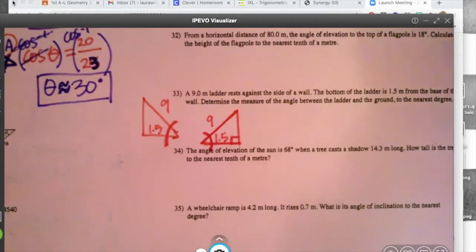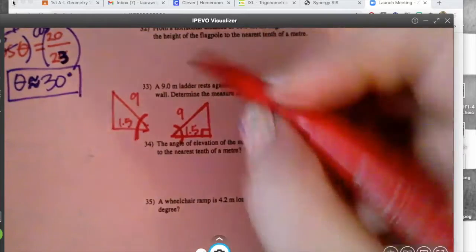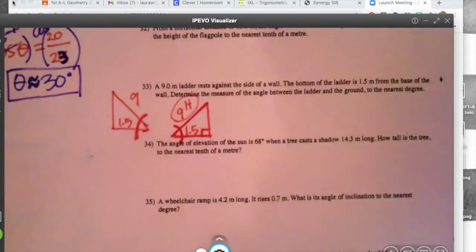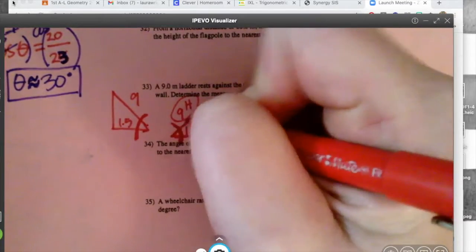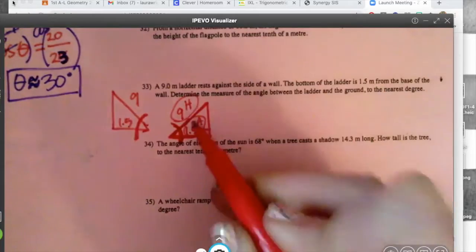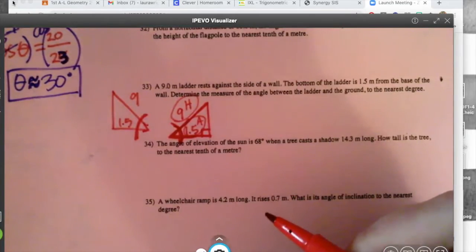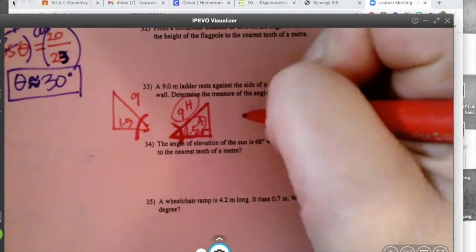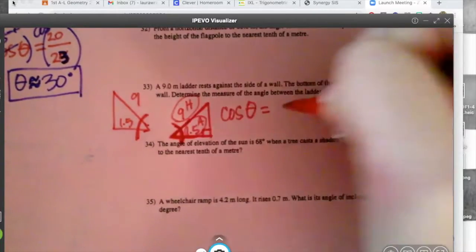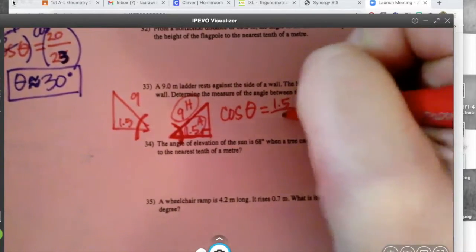Okay. And now it's one of these super easy problems over here. So we've got our hypotenuse. Here is our angle. When we trace it, this 1.5 is the adjacent. So we've got A and H. So TOA, A and H. That's cosine. So cosine of theta equals 1.5 over 9.